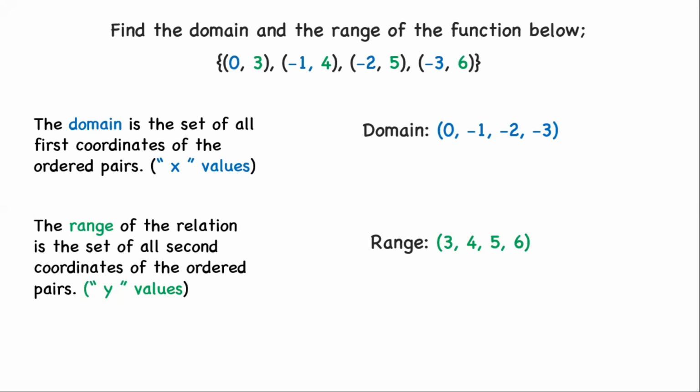So for us to find the domain, that's all the x values. Ano yung mga value ng x? Ayan, kunin natin ang value ng x. So that's 0, -1, -2, and -3. For the range naman, it's the y values. So we have the 3, the 4, the 5, the 6. So what I'm trying to say is that when we talk about domain, it's all about the x values. And when we talk about range, it's all about the y values.